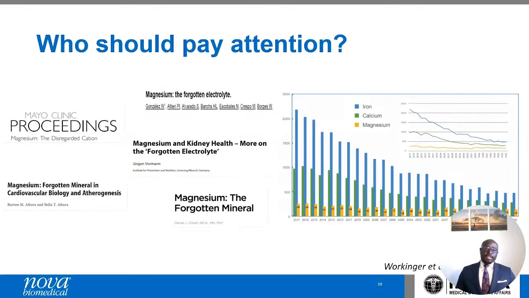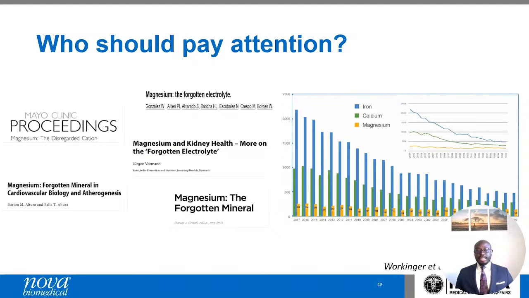Now, after all that has been said, the question is who should pay attention to magnesium? Historically, magnesium compared to other ions such as iron and calcium has been studied relatively little compared to the other cations in the body. And there are several papers dating a few decades ago, and a few years ago, that identify magnesium as a forgotten electrolyte or a forgotten mineral.